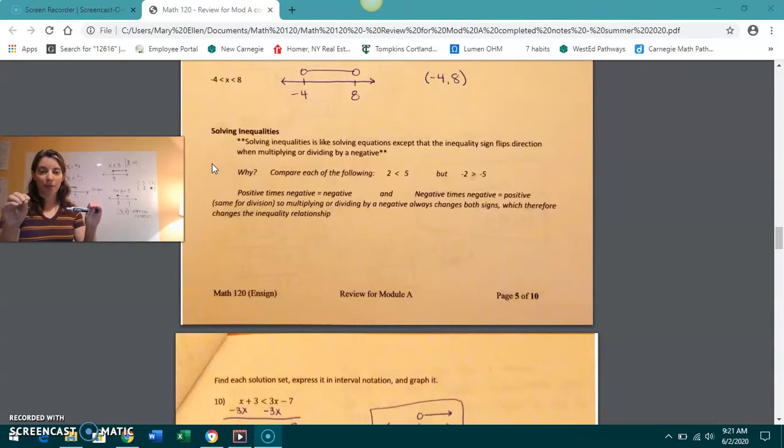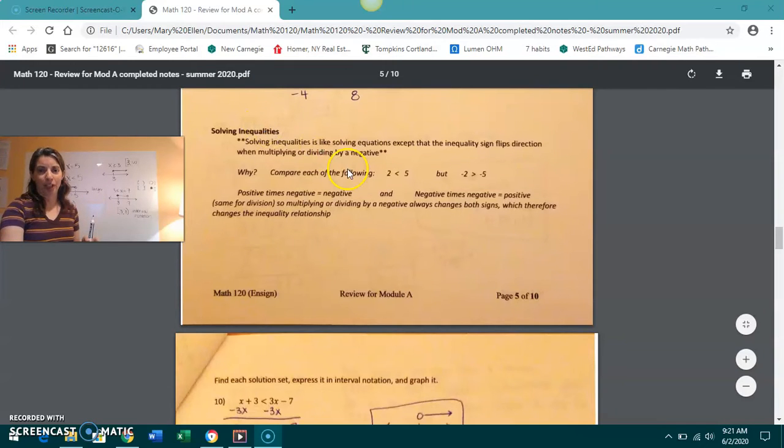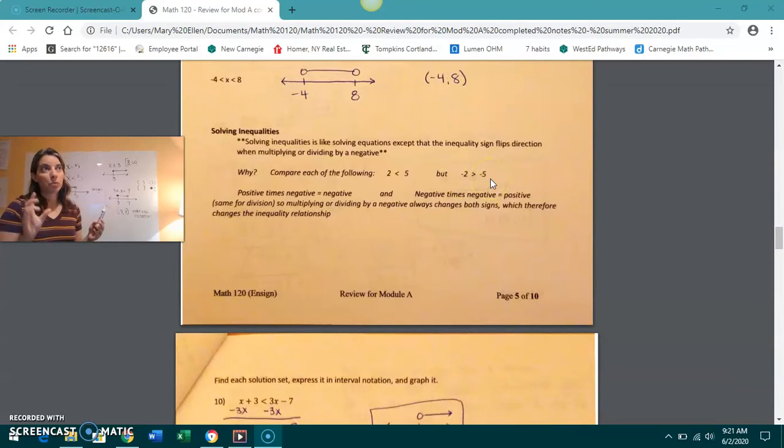So when I multiply or divide by a negative number, the positive or negative sign on both parts flips, and that changes the relationship. I have a little example here. 2 is less than 5, but when I make them both negative, -2 is not less than -5, it's the other way. So when I multiply or divide by a negative and those signs change, the relationship has flipped. So my inequality sign has to flip. Okay, so let's do an example. We'll do example 10 right there.